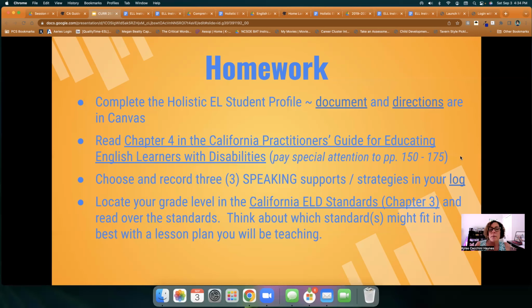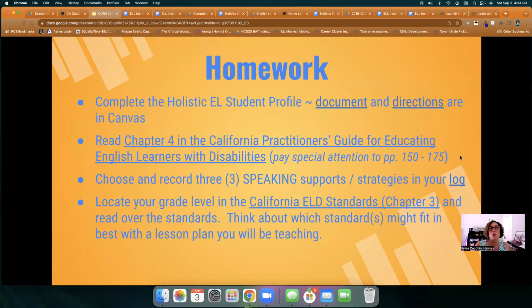And then I want you to go into the ELD standards. It's linked here. The California ELD standards, chapter 3. I want you to read over the standards for your grade level. Chapter 3 is a long chapter because it has all the grade levels, K through 12. Actually, grades 9 and 10 are combined, and 11 and 12 are combined, but all the rest are their own grade levels. Find the grade level that makes most sense for you and read over the ELD standards for it.